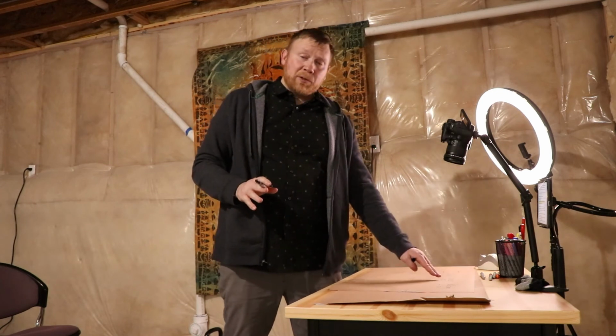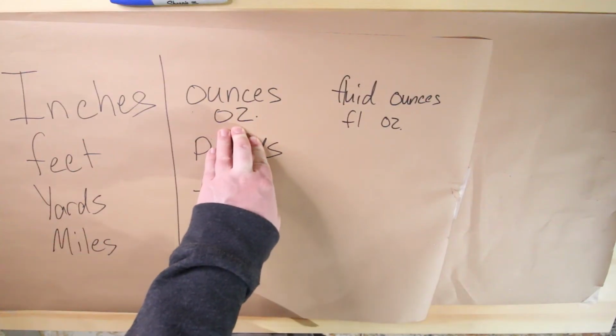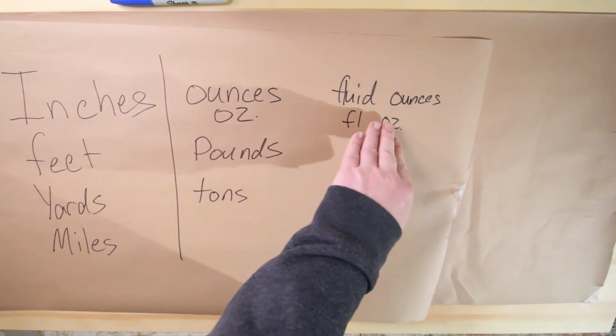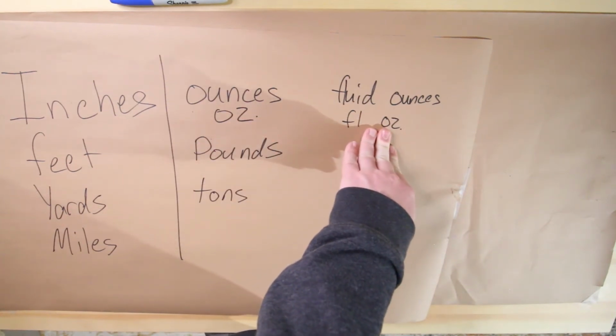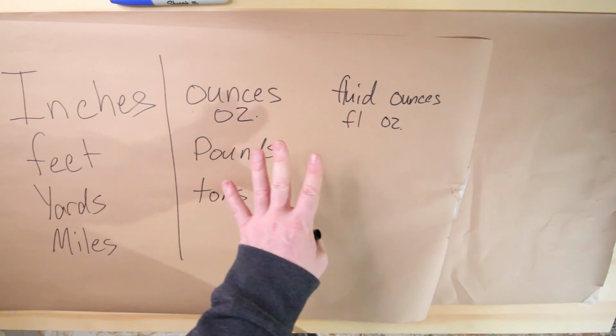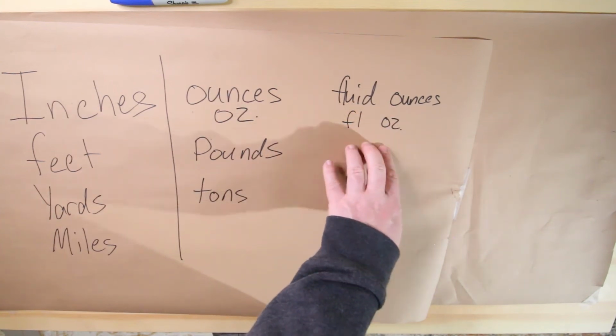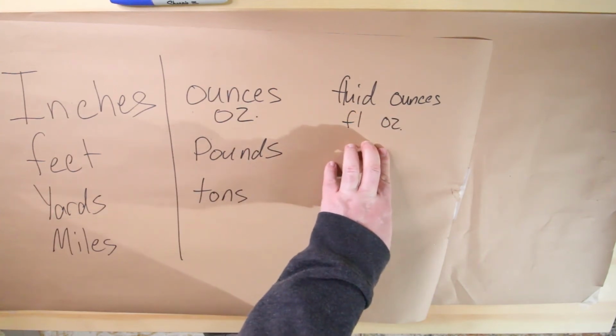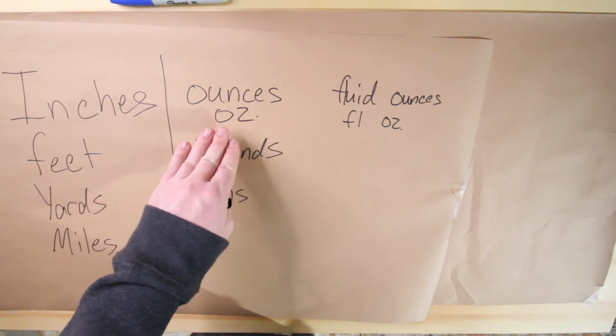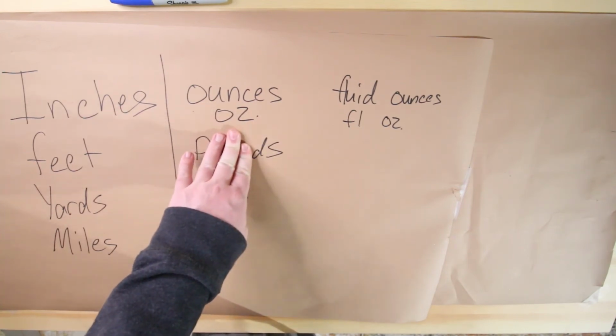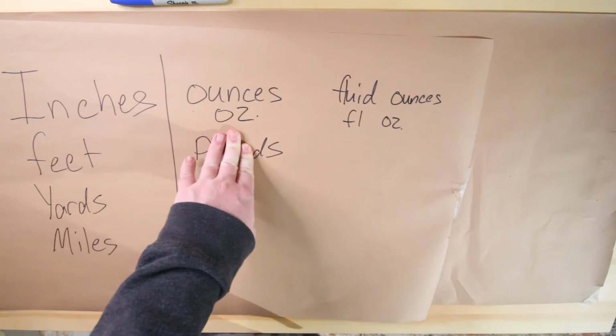One other thing that they might get mixed up on is the difference between ounces that measures weight or mass compared to ounces that measures fluid or capacity. So to differentiate that, just use fluid ounces with this abbreviation if you're dealing with capacity, and use ounces with just the OZ if you're talking about weight or mass.